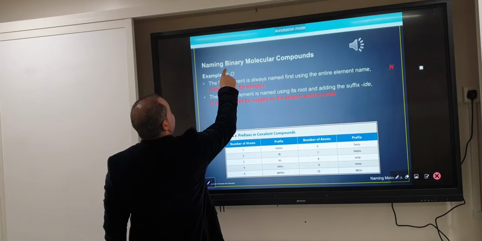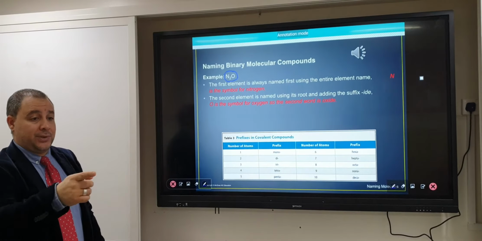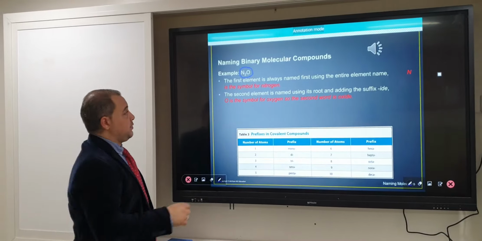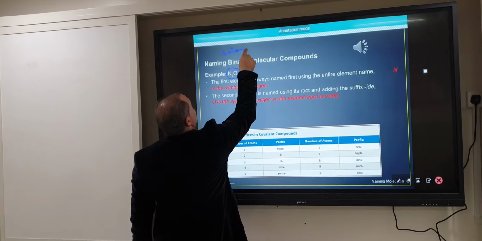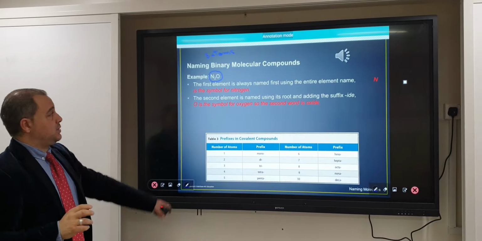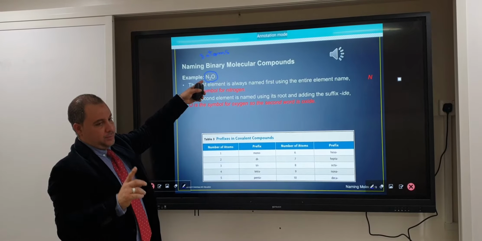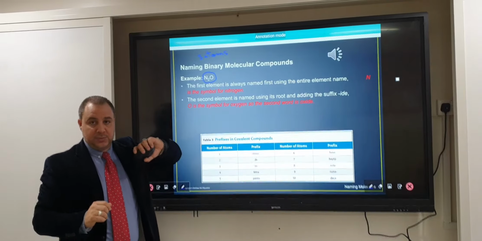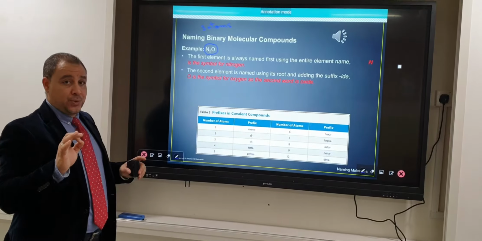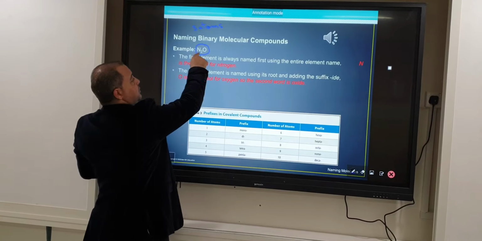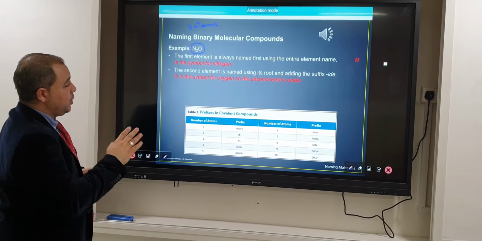Listen to me. N2O means the number of atoms in this compound is 3 atoms: 2 nitrogen and 1 oxygen. N is trivalent, okay. So N2O means the name of this compound is dinitrogen monoxide.